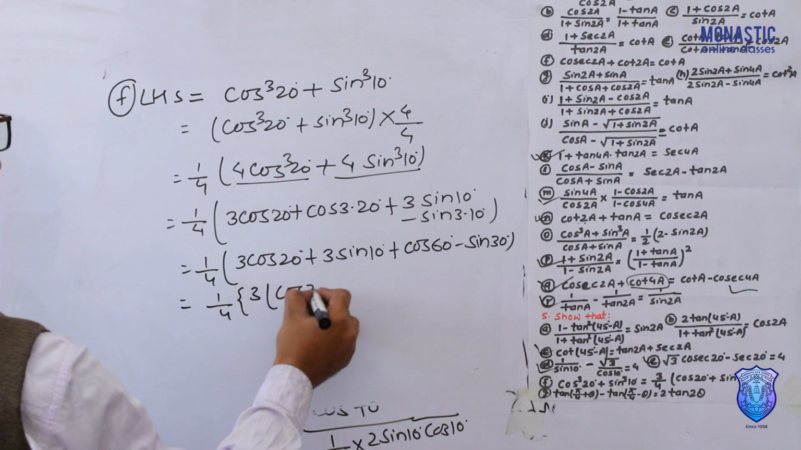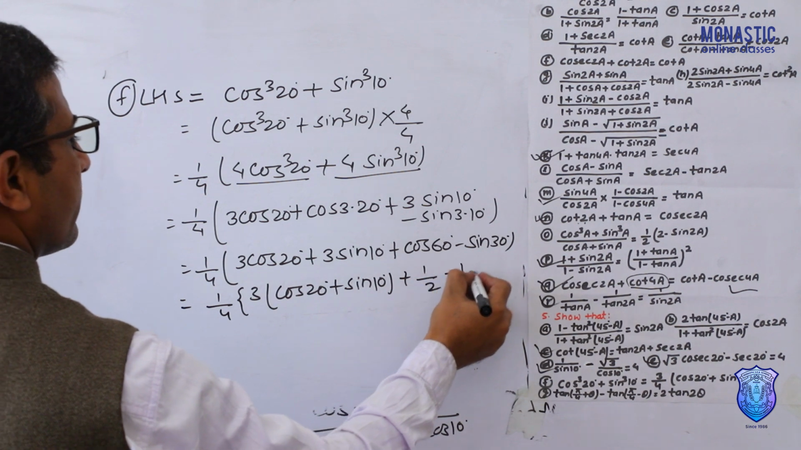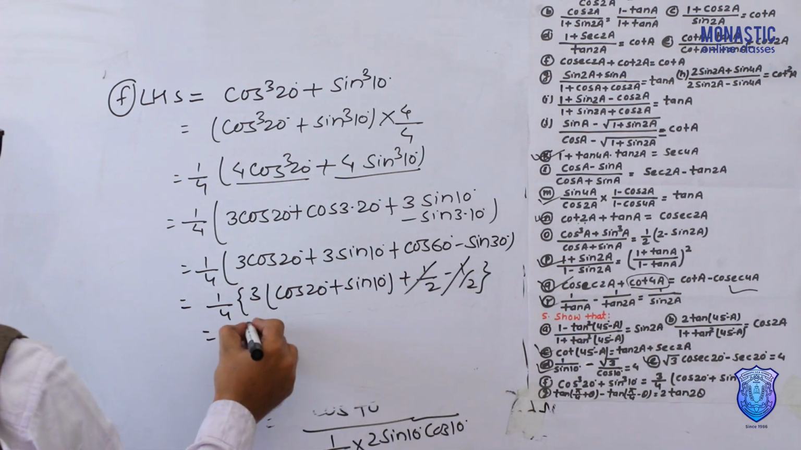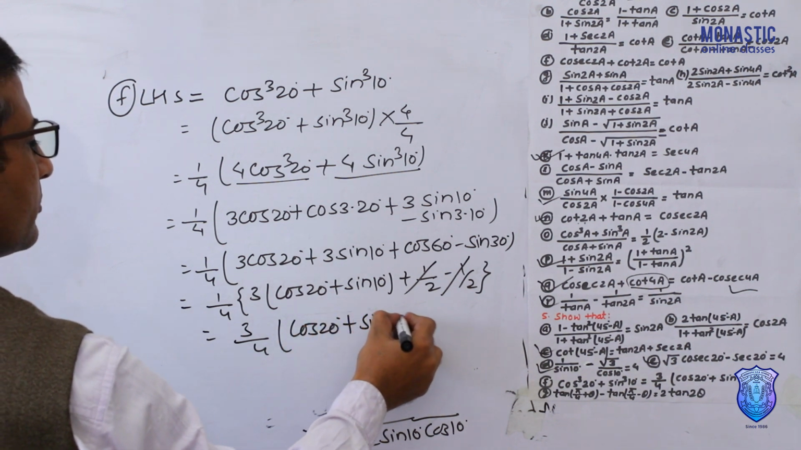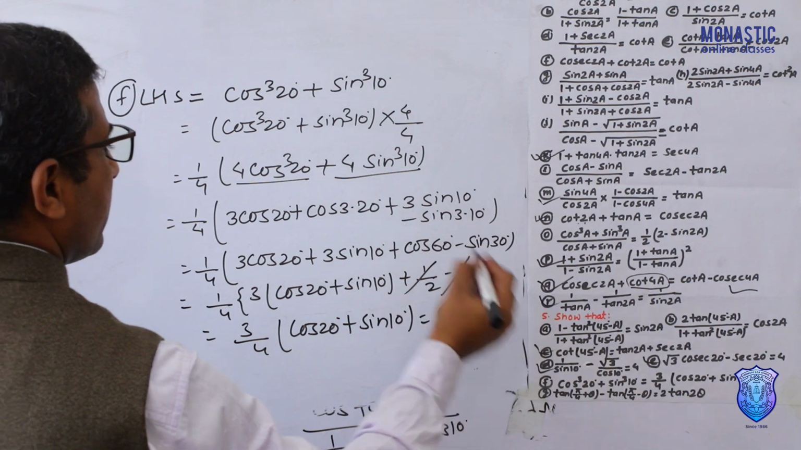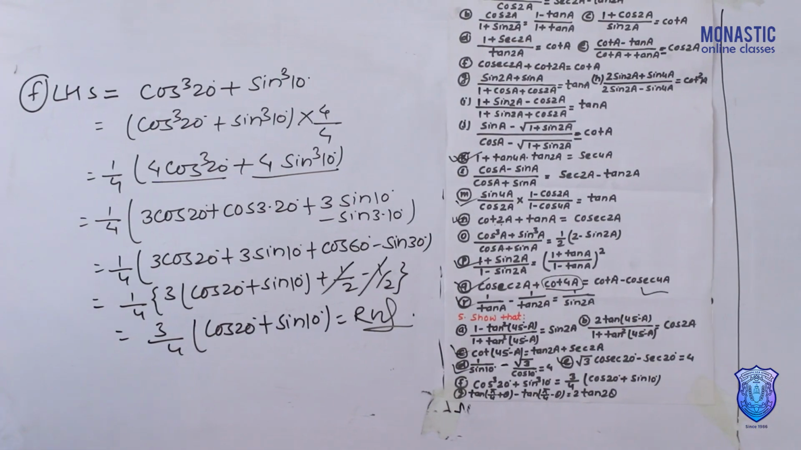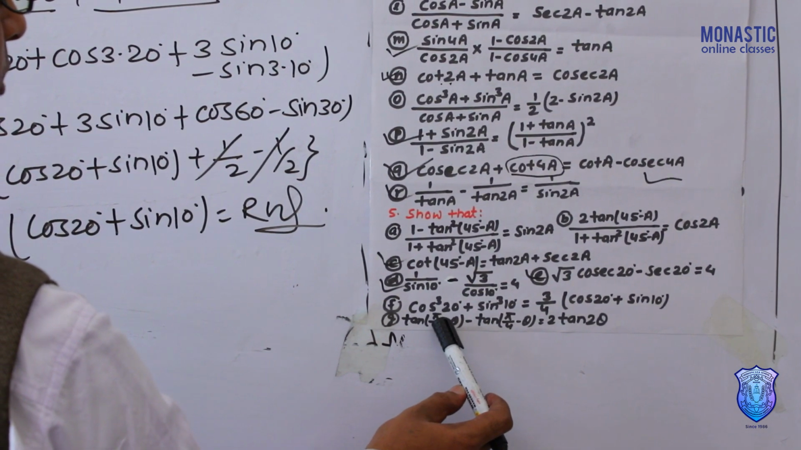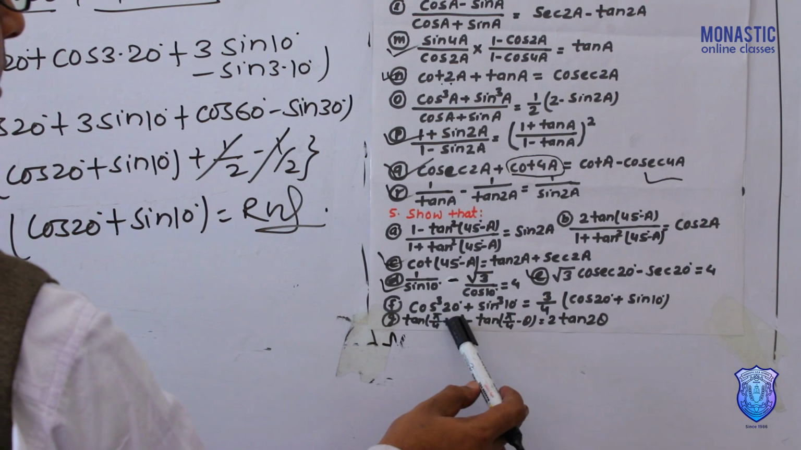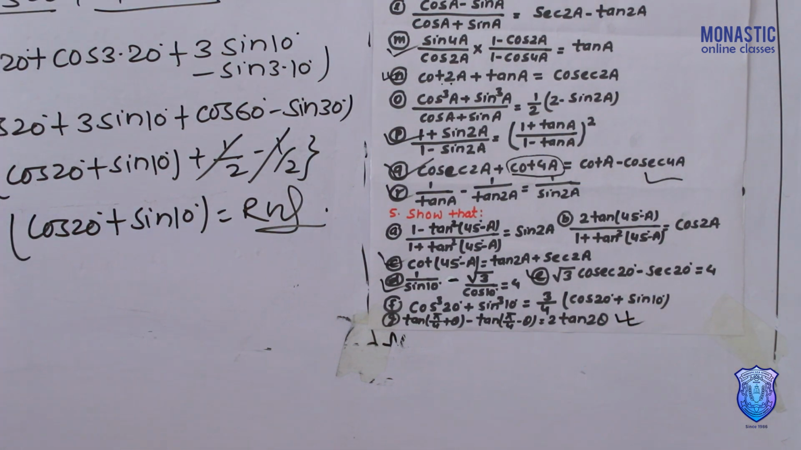Take the common. Cos 60 value is 1 by 2. Sin 30 value is 1 by 2. That's the result you want. That's the RHS we have completed. For the last question, it is tan(a plus b), tan(a minus b). In place of pi by 4, we can write 45. Then write the formula of tan(a plus b) and tan(a minus b) and do the simplification. You will get this result.